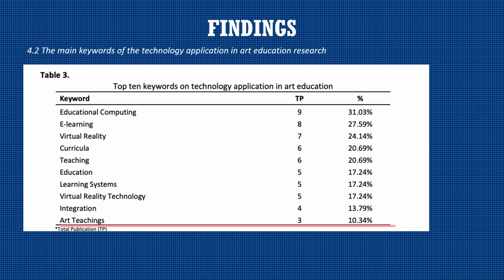4.3 The main keywords of the technology application in art education research. According to bibliometric analysis, the top 10 keywords that are currently the main focus of research in technology application in art education have been identified. The largest keyword among them is education computing, with a total of 9 publications, 31.03%, followed by e-learning with 8 publications, 27.59%, and virtual reality with 7 studies, 24.14%.